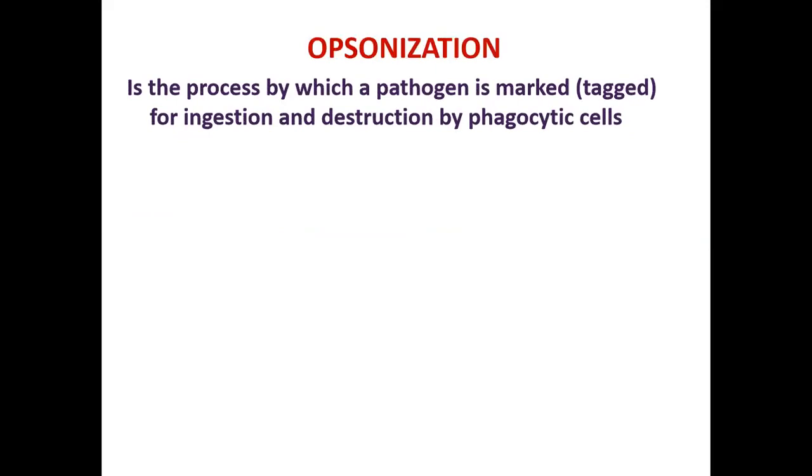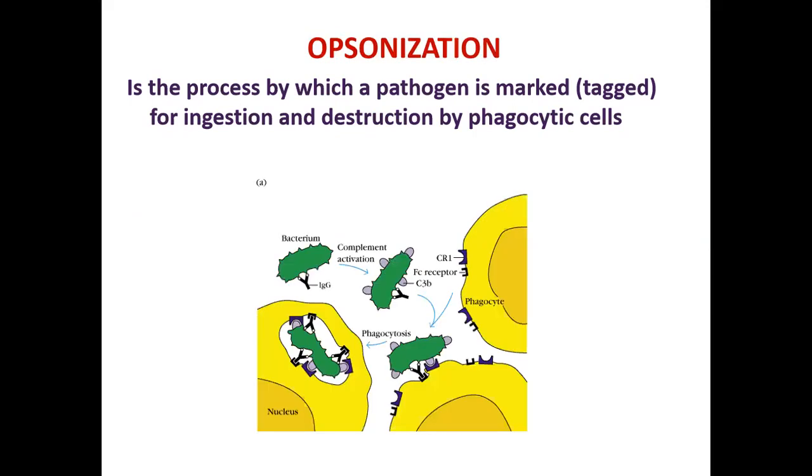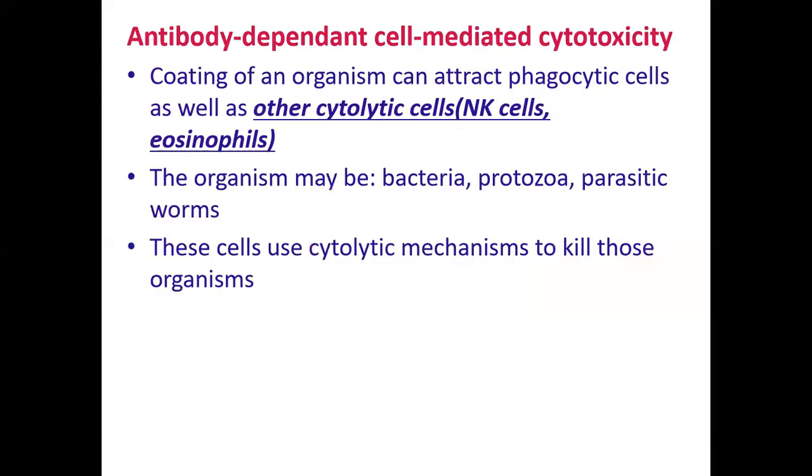Opsonization is the process by which pathogens are marked for recognition and destruction by phagocytic cells. That is how they engulf, destroy and immobilize them. You can see that there is a bacterium there. There is activation of the complement system. Immunoglobulin G attaches and then activates the complement system. The complement system works with the Fc receptors on the phagocytes, and then the pathogen is engulfed and destroyed by cytotoxic cells.